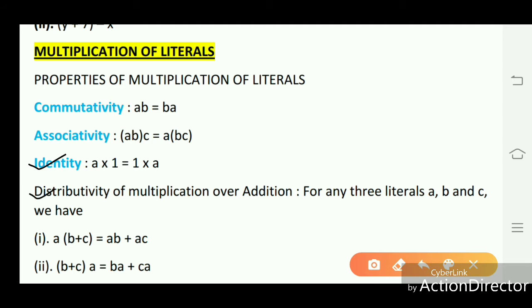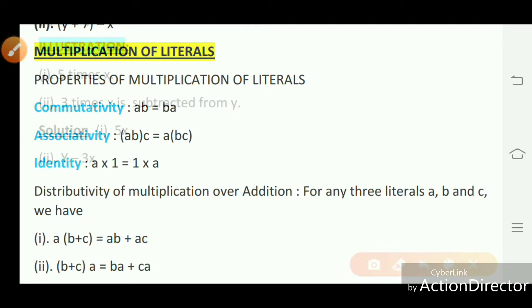Distributivity of multiplication over addition. For any three literals A, B and C, we have first, A multiply by (B plus C) equals AB plus AC, and the second, (B plus C) multiply by A equals BA plus CA.